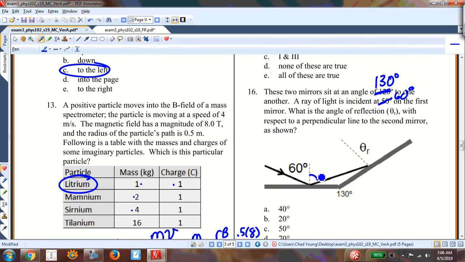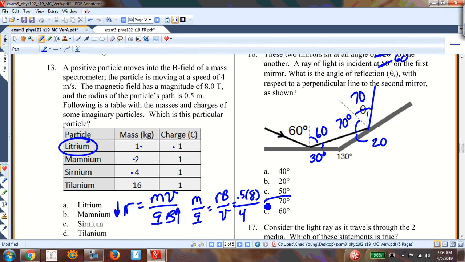So if that's 60, that means this is 60. That means this angle is 30 degrees. And if that angle is 30 degrees, that means that this angle is 180 minus 130 plus 30, or that's 20 degrees. And if that's 20, that means this is 70, and this is 70. So the answer is D.